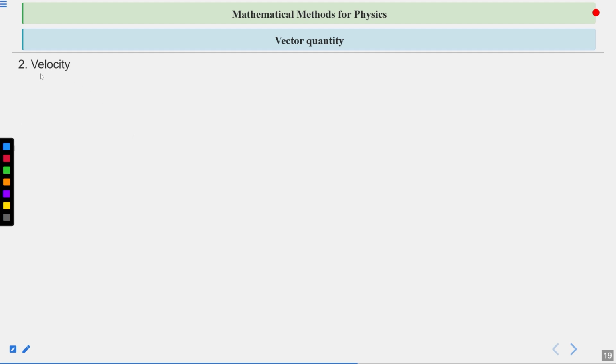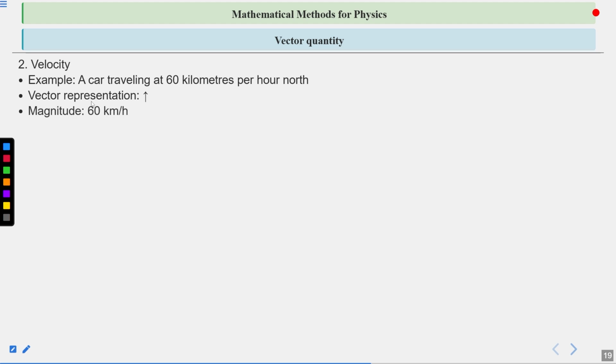Another vector quantity is velocity. Example, a car traveling at 60 kilometers per hour north. So the representation is the vector. Magnitude is 60 kilometers per hour. What is the direction? Direction is north. So this is a vector quantity.